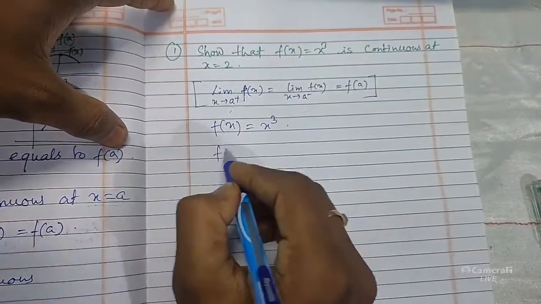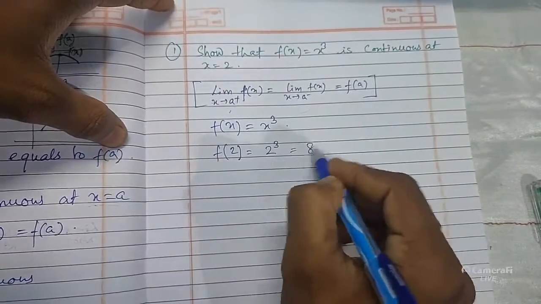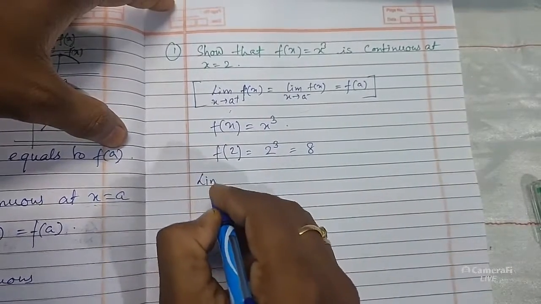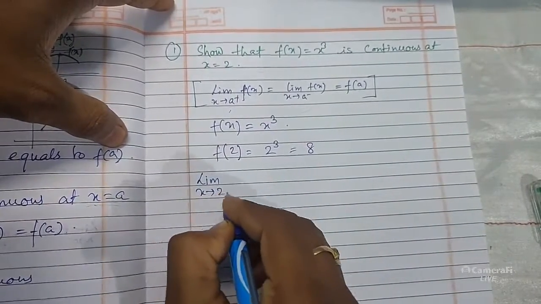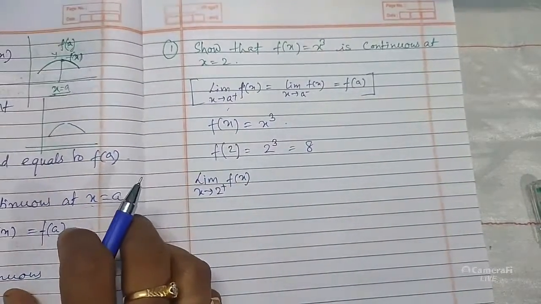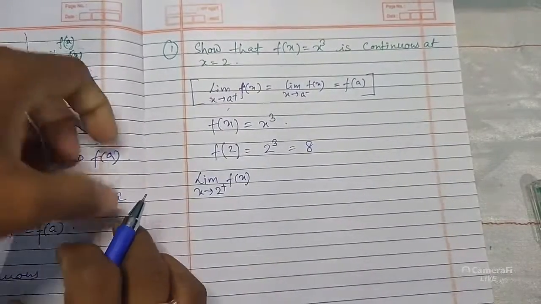So what will be the value of f of 2? f of 2 will be 2 cube, that is 8. Next, let us find the limit as x tends to 2 plus of f(x). Now how to find this value? Earlier we have discussed this in class 11.